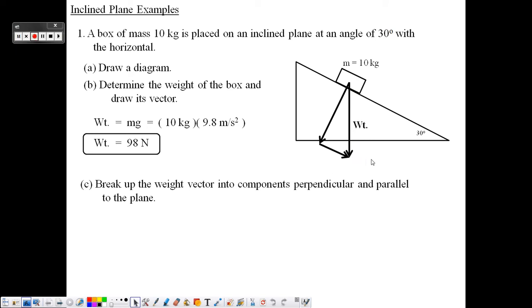Now you can show with geometry that this angle up here is the same as the angle that the plane makes with the horizontal, 30 degrees. These two triangles are actually similar. Okay. Alright, I'm going to label these vectors force perpendicular and force parallel. So those are my two components. The weight vector can be broken into components perpendicular and parallel to the plane. The weight vector is the resultant of those two components.